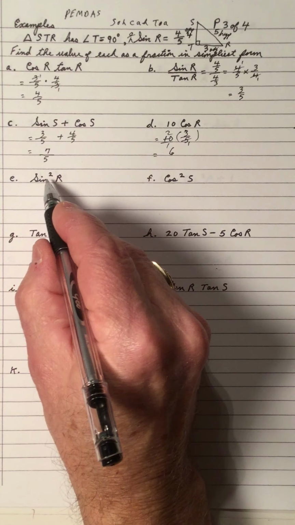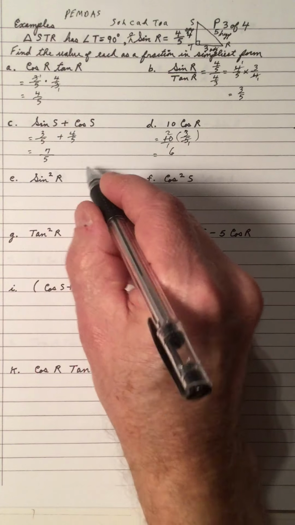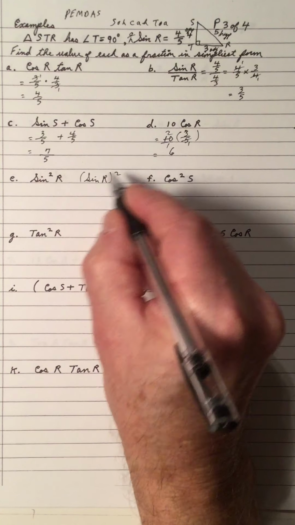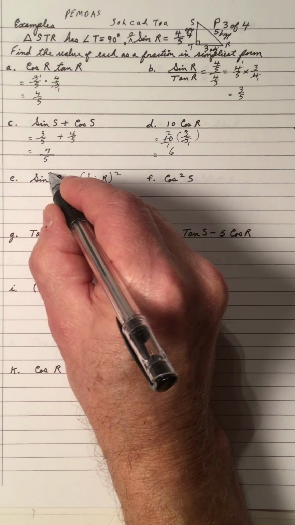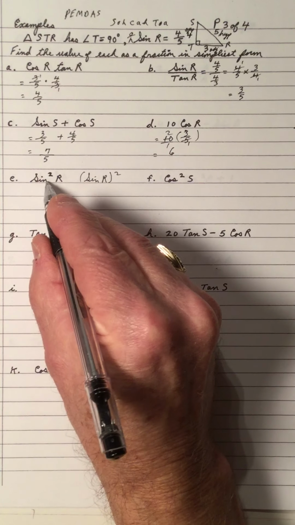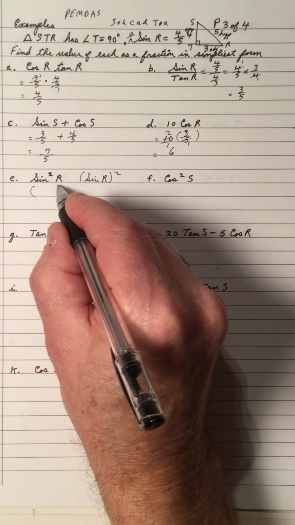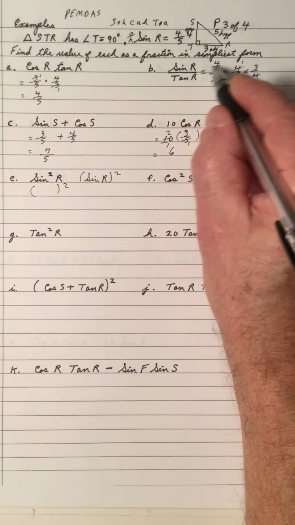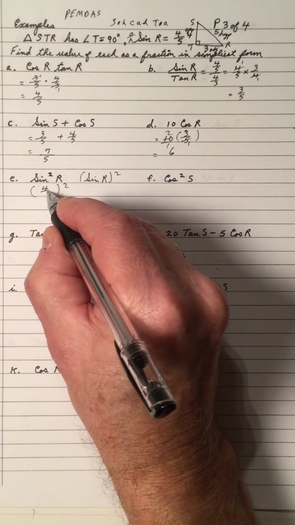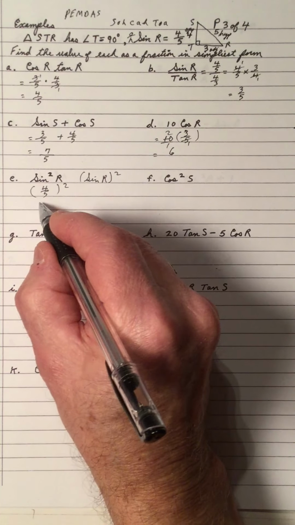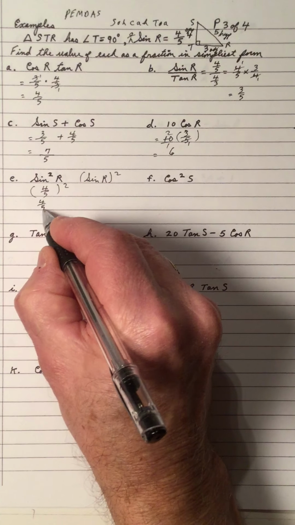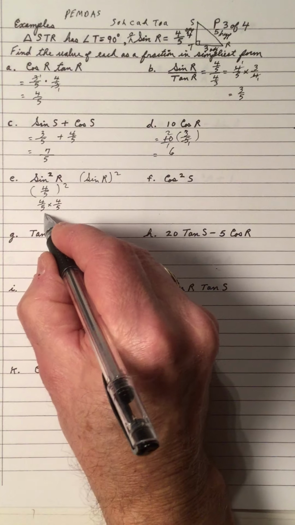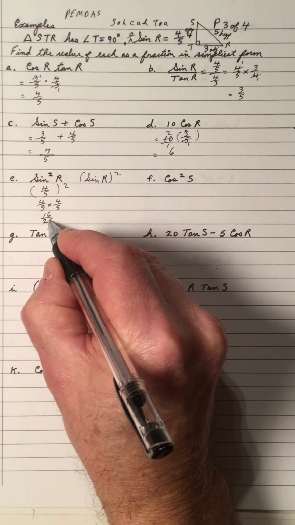Notice we have sine squared on the r. So that really means the sine of r being squared. This is the way we write the trig. We put the square in here. That is the same as that. So let's do the sine of r. The sine of r is already done, 4/5. And we're going to square it. So that's 4/5 times 4/5. So that gives us 16 over 25.